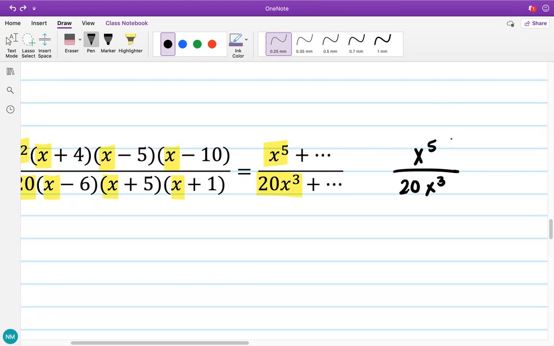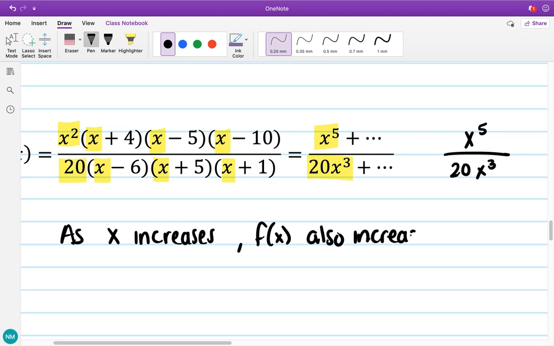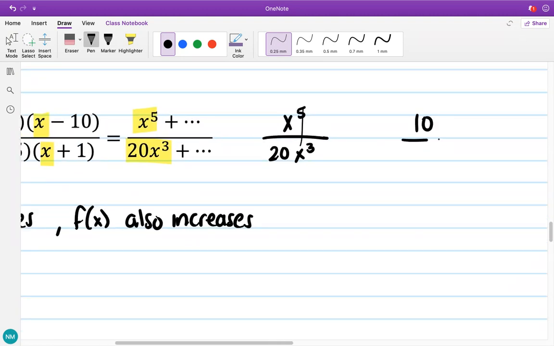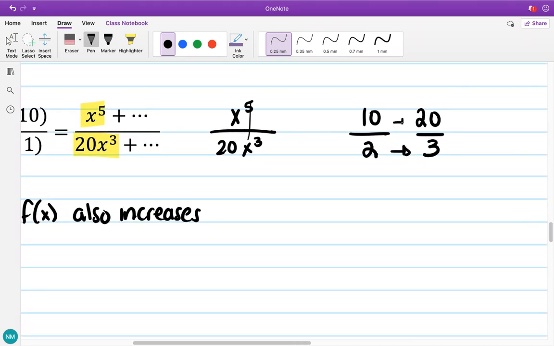So the coefficient doesn't define how quick it grows. The degree does. So if the numerator is getting bigger at a quicker rate than the denominator, then that means that as x grows or increases, what happens to f of x? It also increases because, again, the numerator is growing at a faster rate. So if I have like 10 over 2 and then I have 20 over 3, right? This is growing, but it's not growing as quick as this.